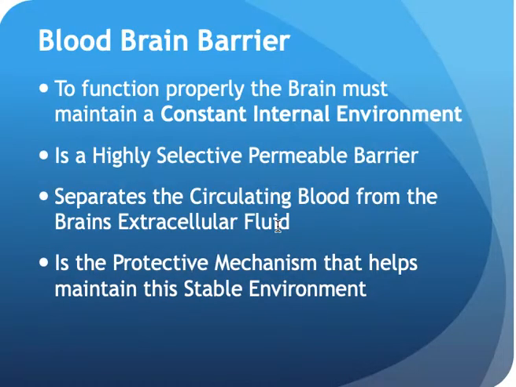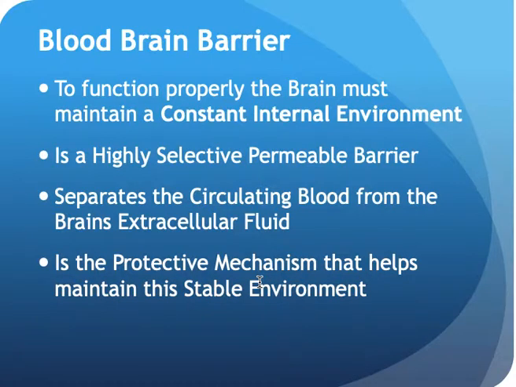Okay, so now we get to the blood-brain barrier. To function properly, the brain must maintain a constant internal environment. It's basically going to use this highly selective permeable barrier, and we saw this with the cell membrane, where we said, hey, it's selectively permeable. Well, the blood-brain barrier, or the barrier for the brain, is going to be even more selective as to what it allows in and out. So it separates the circulating blood from the brain's extracellular fluid, okay? And then it's going to be the protective mechanism that helps maintain this stable environment, okay?